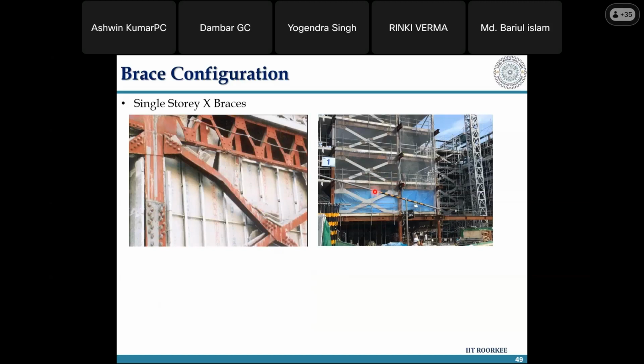This is not the one that got damaged, but these are the kind of construction that is done in Japan, etc. You can see here in the X-braced frame, this is the length at which the brace is diagonally connected at the center, so the hinges form at this particular location, right? So that is clear now.